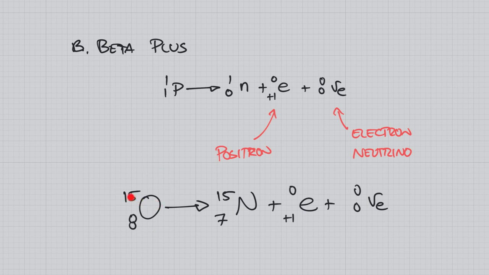Oxygen 15 goes through beta positive or beta plus, meaning it loses a proton, yes? Because it turned into a neutron. So we go from 8 protons to 7. Our nucleons stay the same. We gained in a neutron, but we lost a proton, so we still have 15 nucleons. All right? We lose a positron from the nucleus and an electron neutrino.